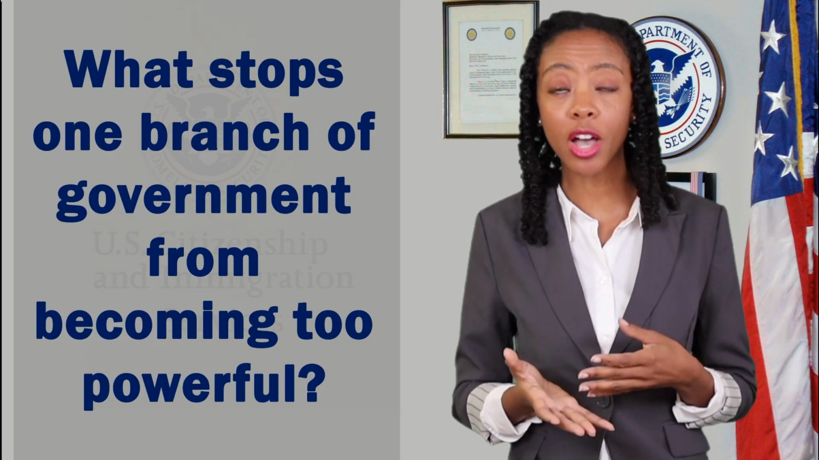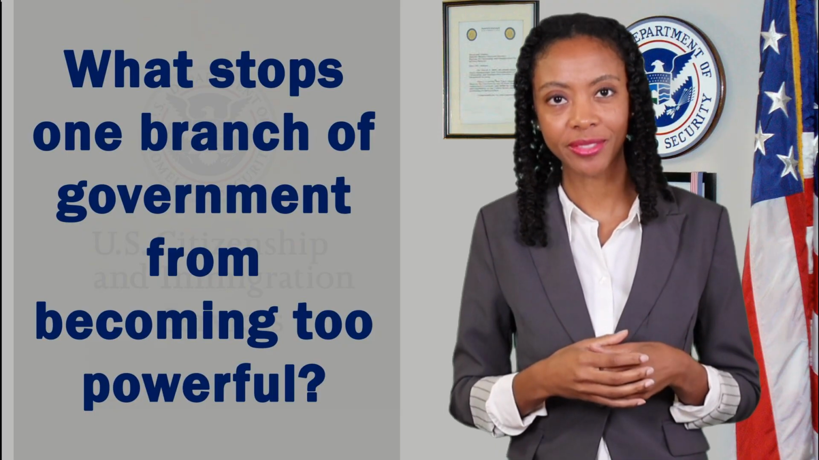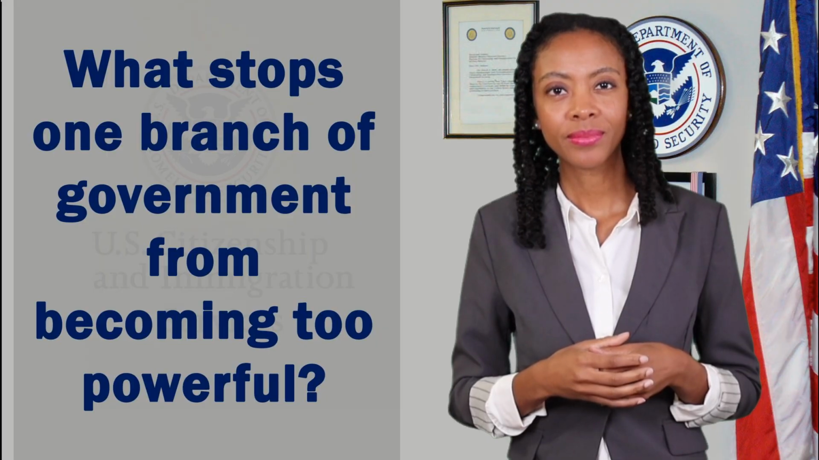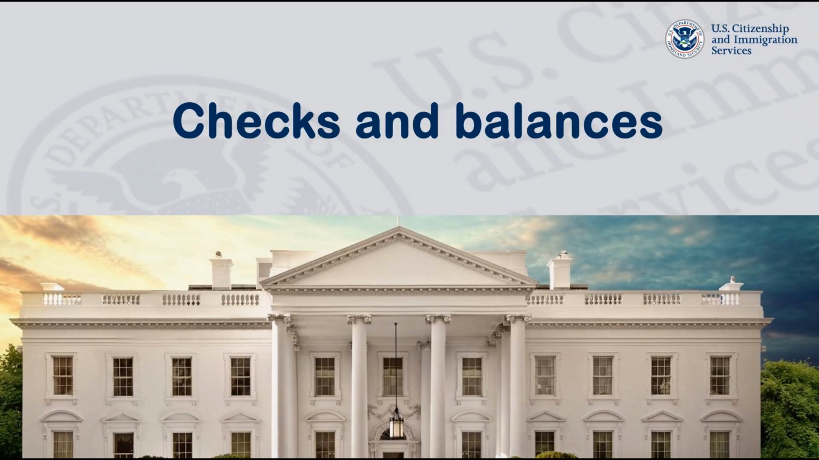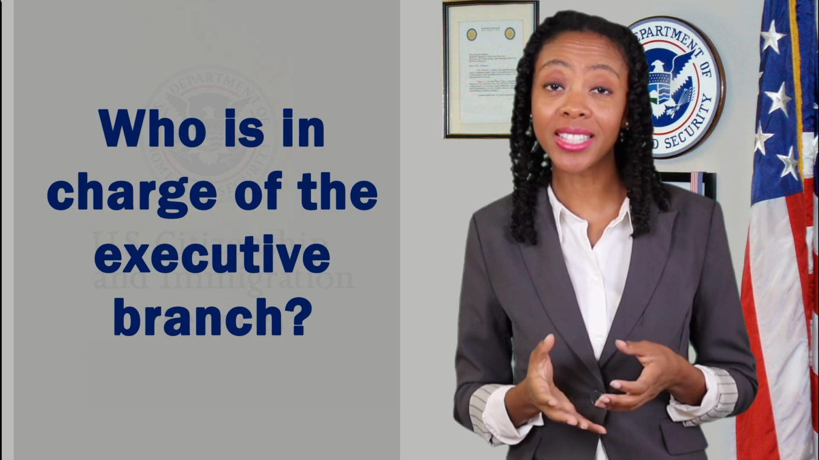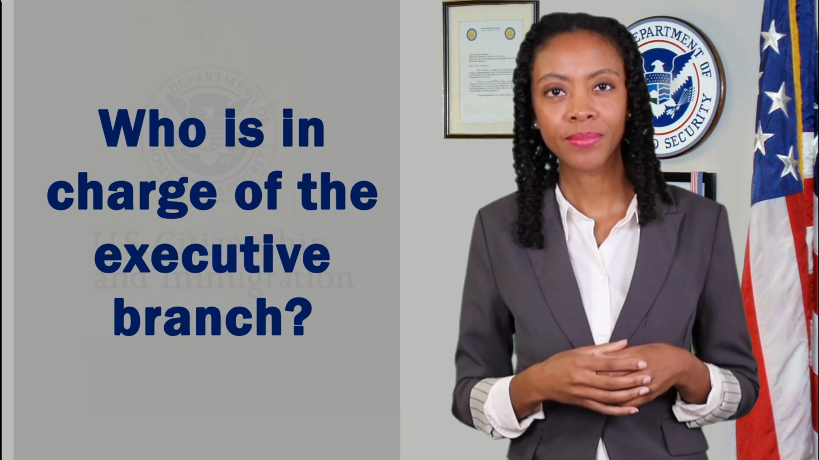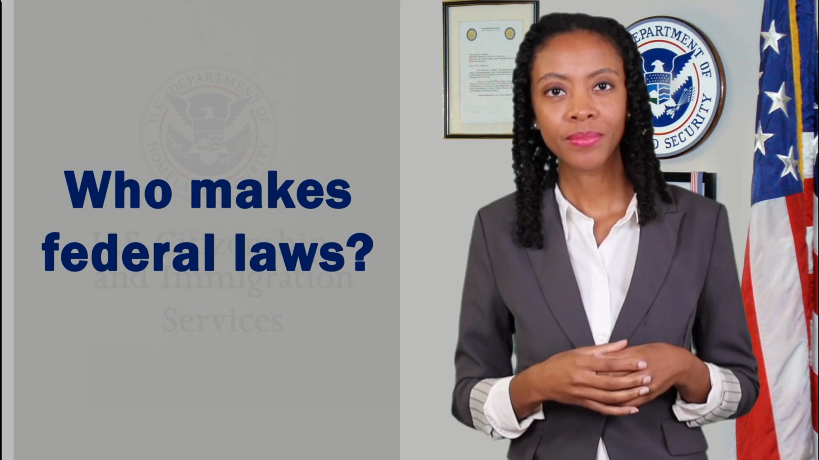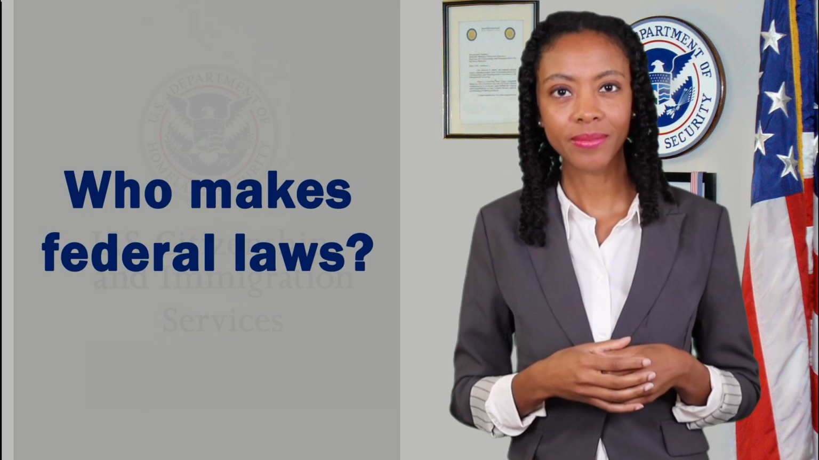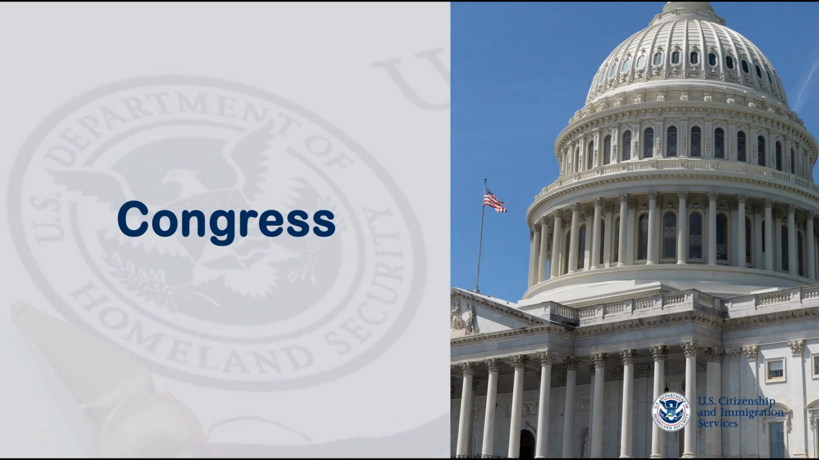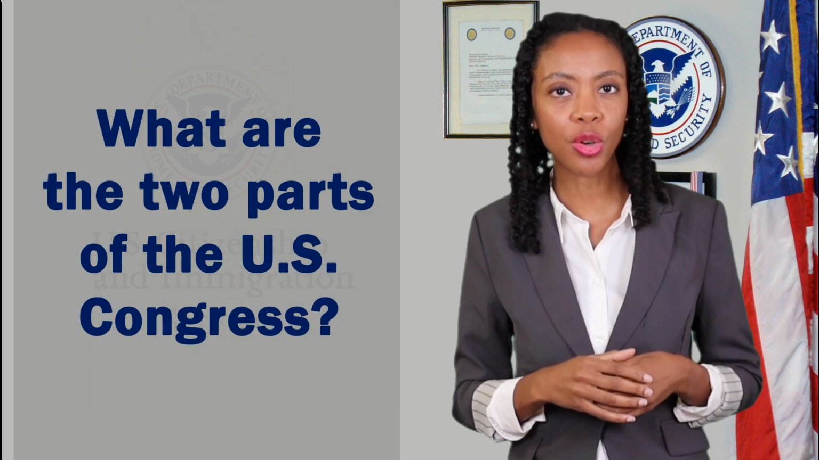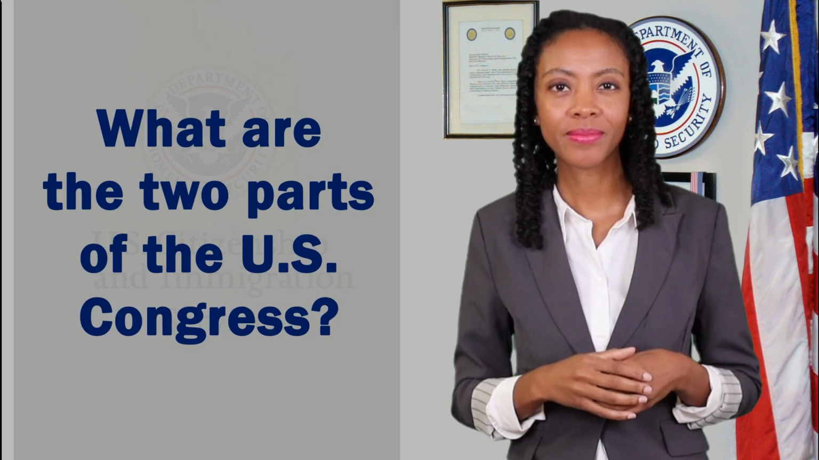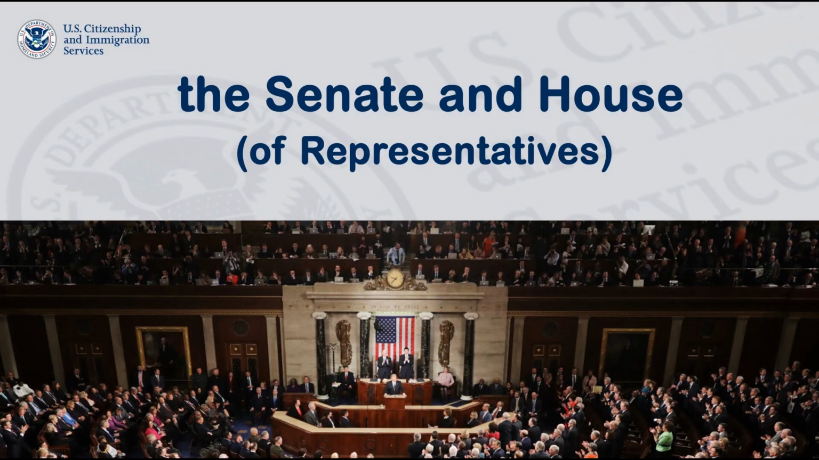What stops one branch of government from becoming too powerful? Checks and balances. Who is in charge of the executive branch? The President. Who makes federal laws? Congress. What are the 2 parts of the U.S. Congress? The Senate and House.